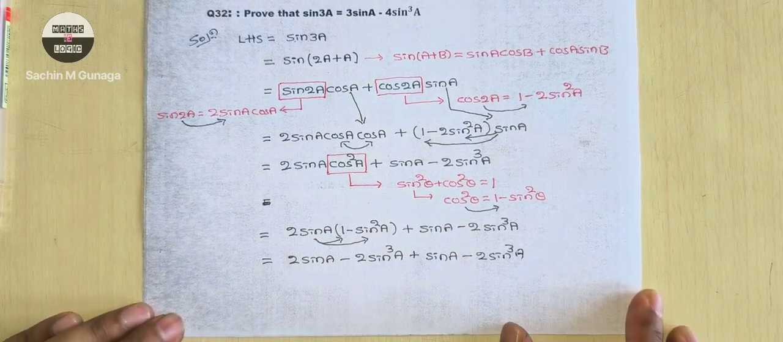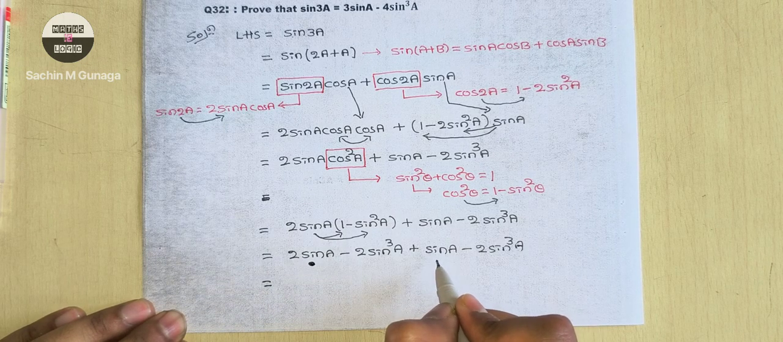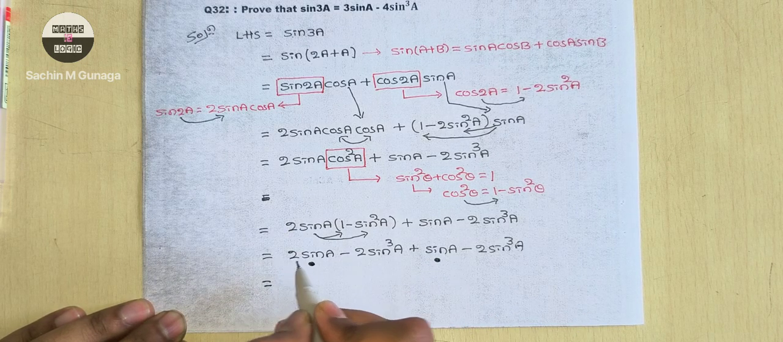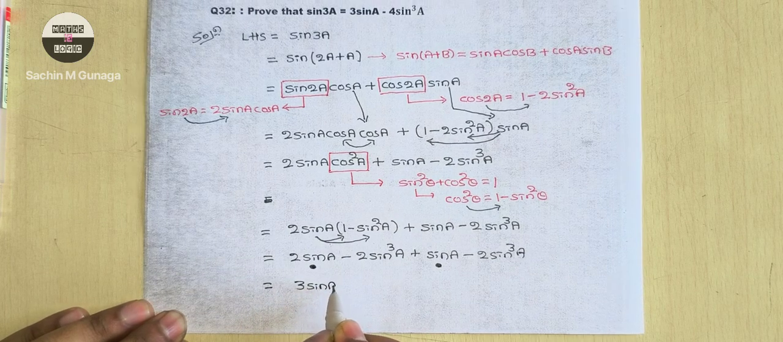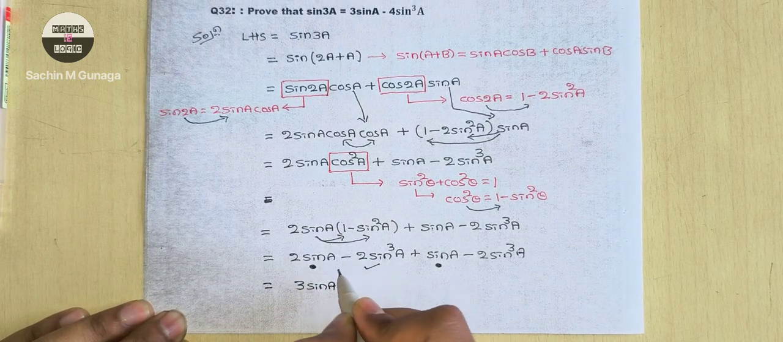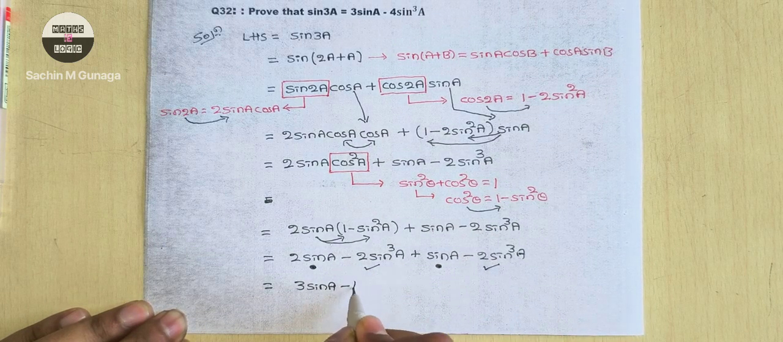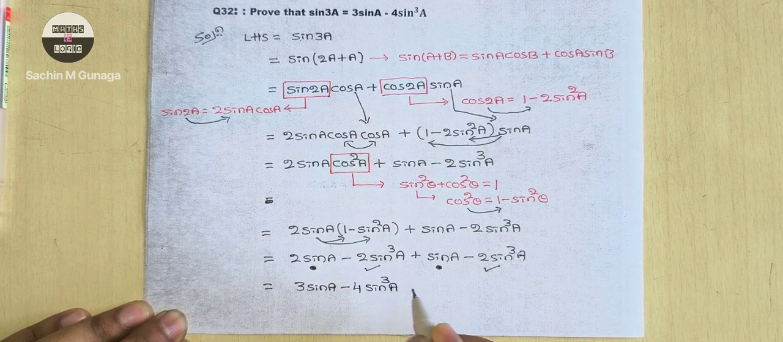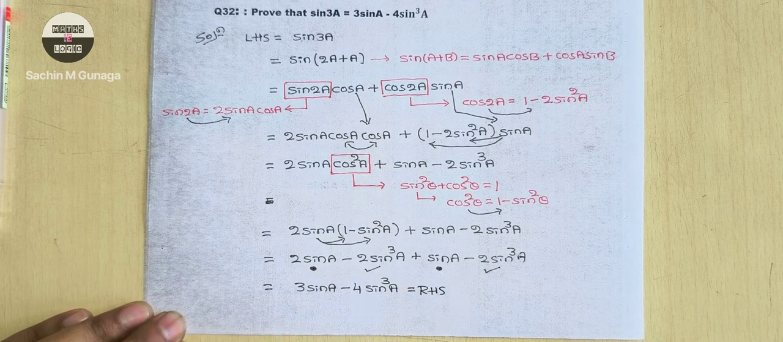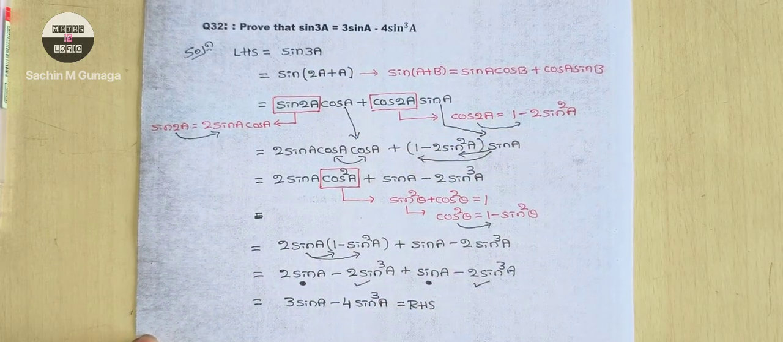Next, finally you can easily observe, here 2 times sine a, here 1 times sine a. So 2 plus 1 is 3 times sine a. Next, here you can see minus 2 times sine cube, minus 2 times sine cube is minus 4 times sine cube a. So which is equals to RHS. Therefore LHS is equals to RHS.